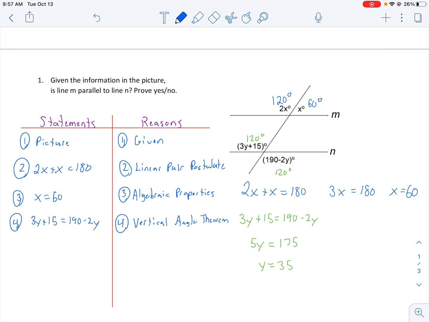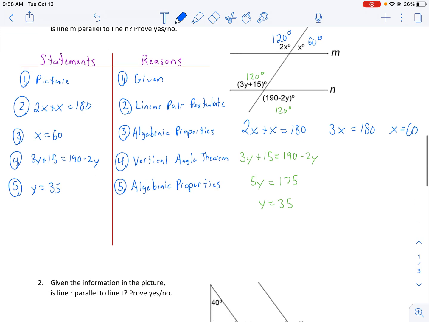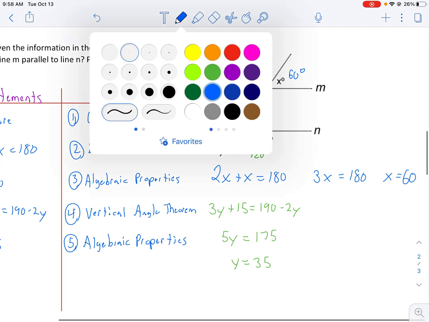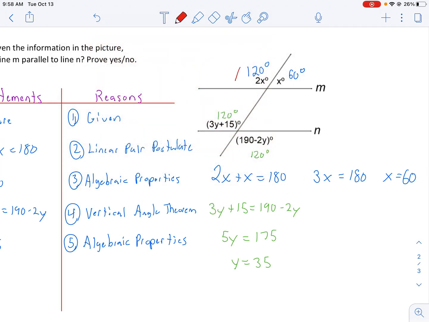Okay. And then we can solve this for y, which was 35. And again, we can just say algebraic properties there. Now we have a new reason that we're going to use next, and that is, let's actually give these angles some names over here, just so we can call them something. I'm going to call this angle A, and this angle B. So this is angle A, this is angle B right here.